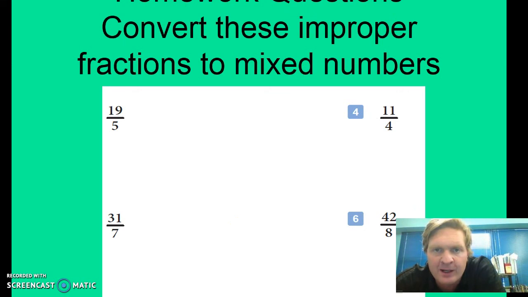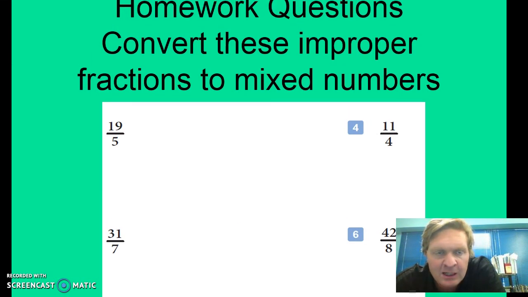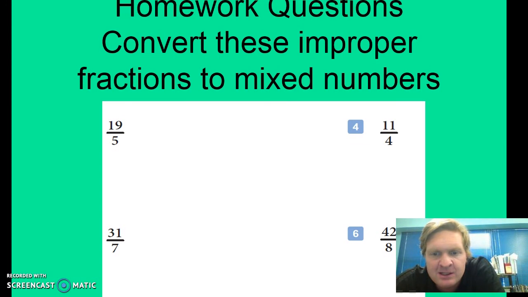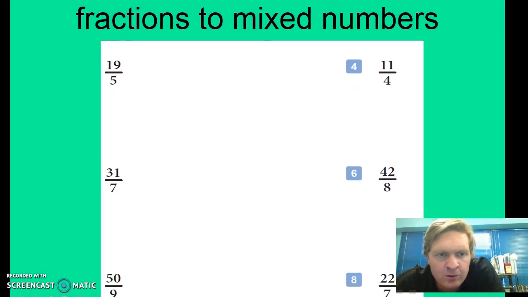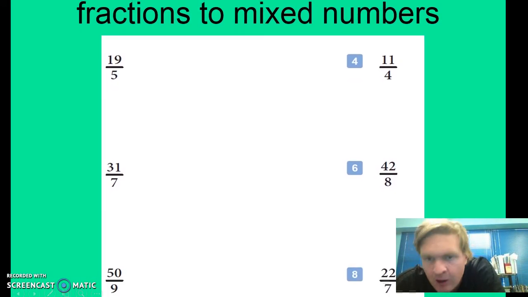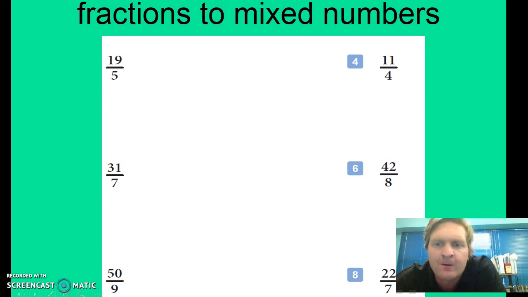Homework questions for the week. You need to convert these improper fractions into mixed numbers. Now, I do not care whether you do that using a diagram that we've shown today or using a number line, but there must be some evidence of either a diagram or a number line used to represent these numbers as mixed numbers.